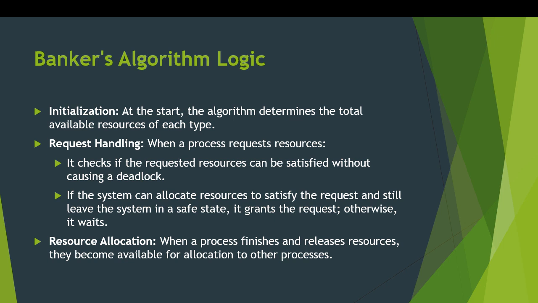Now how it works actually: initialization. At the start the algorithm determines the total available resources of each type. Request handling: when a process requests resources, it checks if the requested resources can be satisfied without causing a deadlock. If the system can allocate resources to satisfy the request and still leave the system in a safe state, it grants the request, otherwise it waits. Now resource allocation: when a process finishes and releases resources, they become available for allocation to other processes.